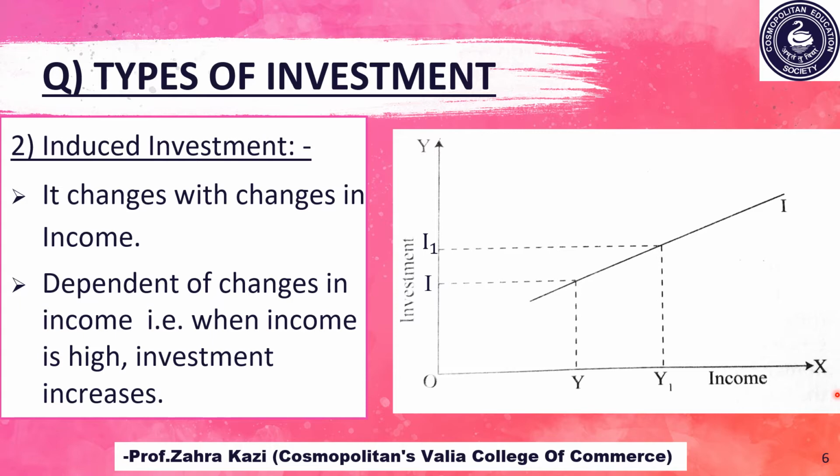For example, look in the figure, students. In the figure, you will see that initially the income level is OY. So when the income level is OY, the level of investment is OI. But when the income level increases from OY to OY1, the level of investment also increases from OI to OI1. So this shows induced investment.